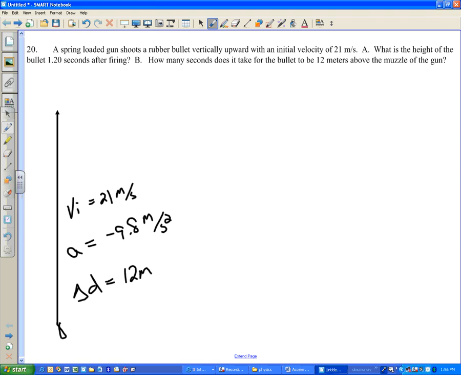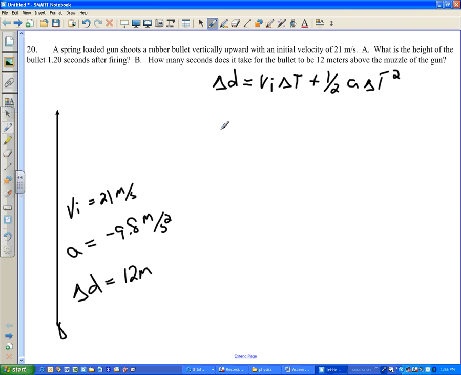Now, we could use an equation that looks like so, right? We could say, well, delta D equals VI delta T plus 1/2 A delta T squared. And we have everything but T. But this is going to end up turning out to be a quadratic. We have to do the quadratic formula, and that you guys might shy away from, I'm thinking. We could do that, but I have something that might be a little easier.